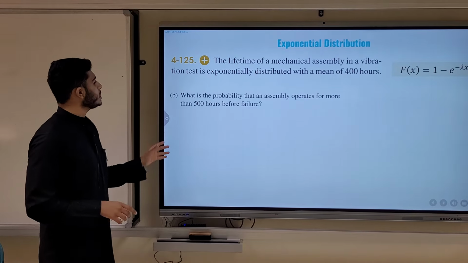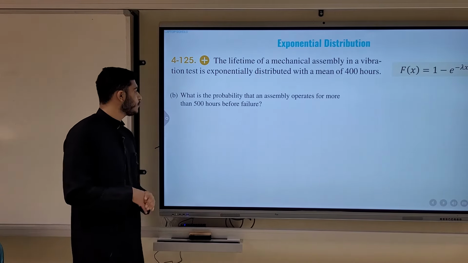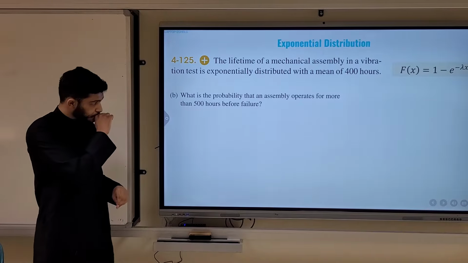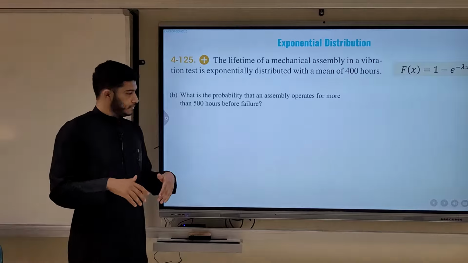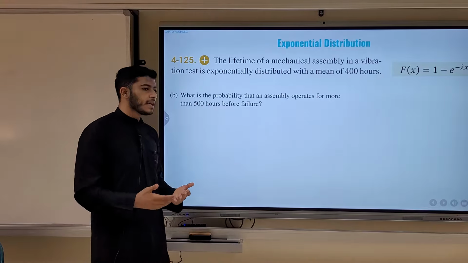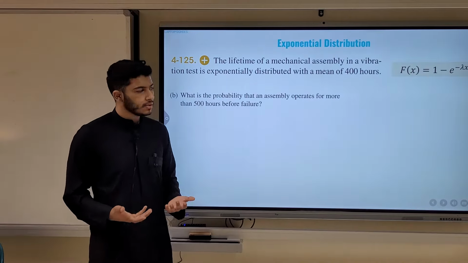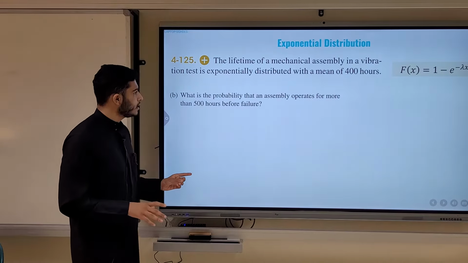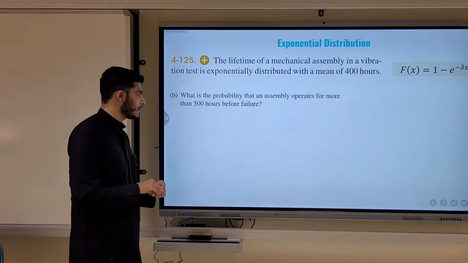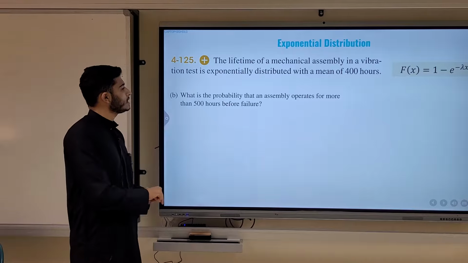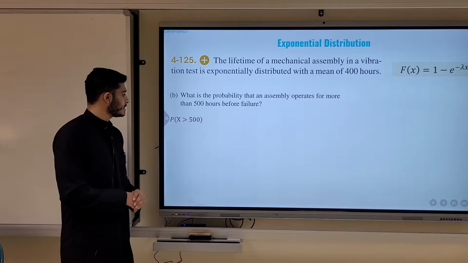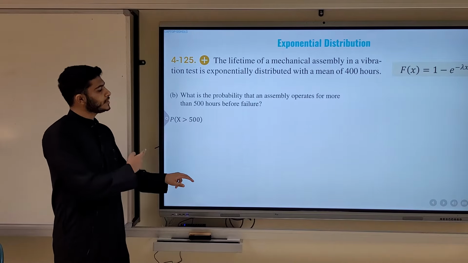Next part. What is the probability that an assembly operates for more than 500 hours before failure? So here, the same idea behind everything. However, they have just changed this part of the question, where instead of asking about it failing in less than 100, now they are asking about it failing after it operates for more than 500 hours. So we want our first failure coming after 500 hours. So the probability of x greater than 500 is what we are trying to find. It's not cumulative.